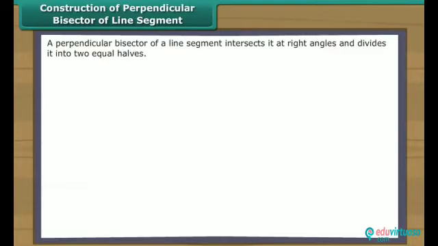Construction of perpendicular bisector of line segment. A perpendicular bisector of a line segment intersects it at right angles and divides it into two equal halves. Draw a line segment XY.